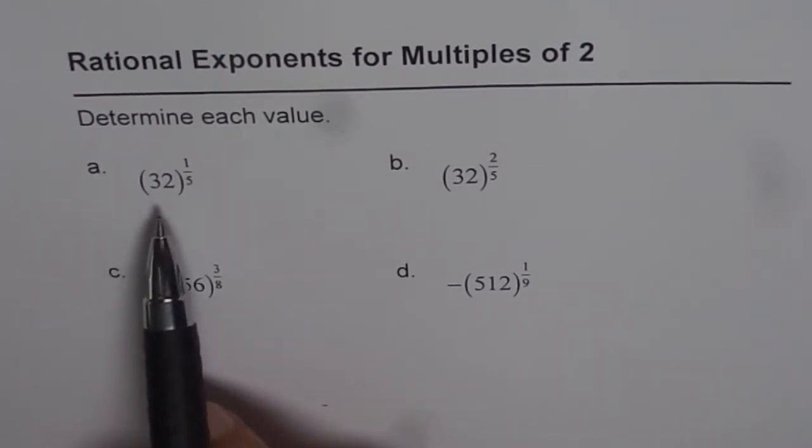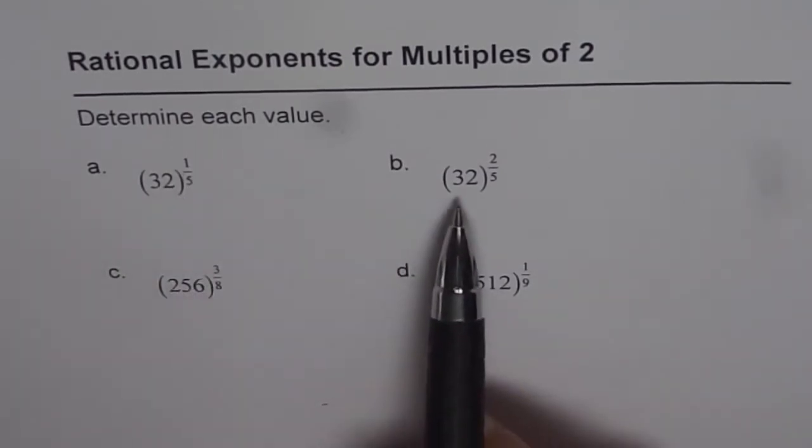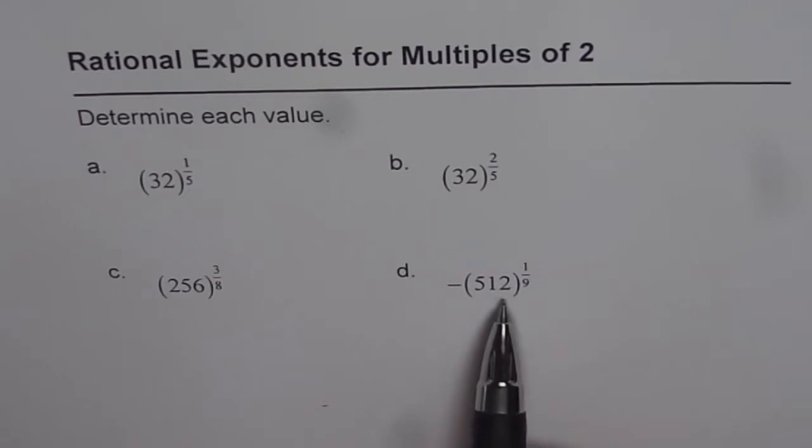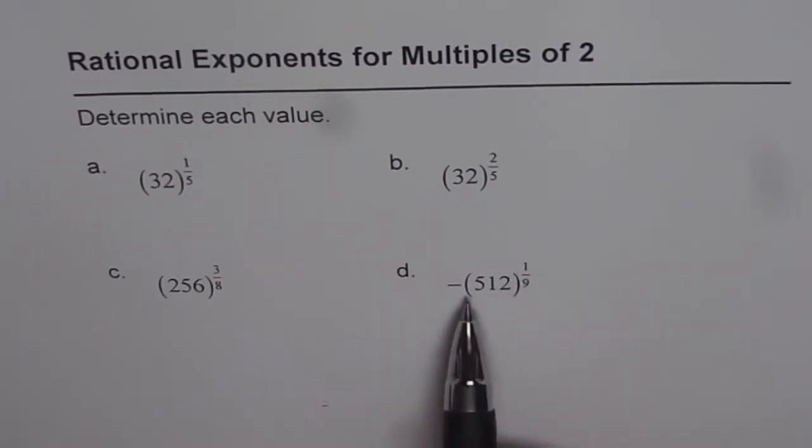So we're given 32 to the power of 1 over 5, 32 to the power of 2 over 5. Then we have 256 to the power of 3 over 8 and negative 512 to the power of 1 over 9, and this is a negative number. Now all these are even numbers, and so 2 plays a major role to get the answer.